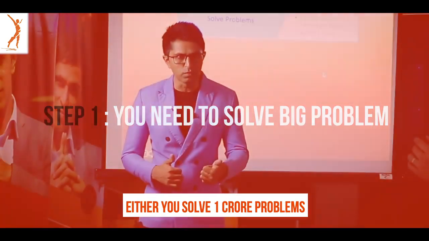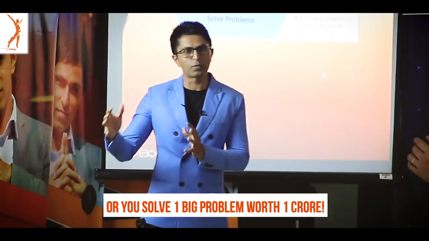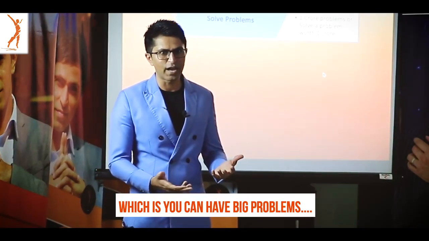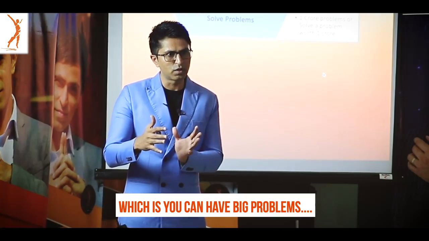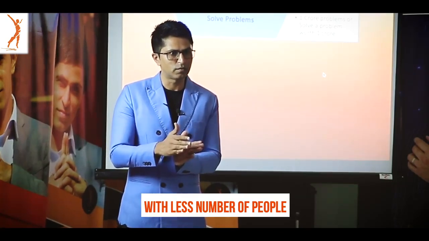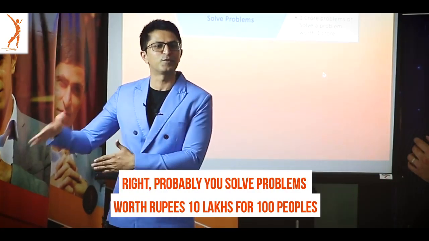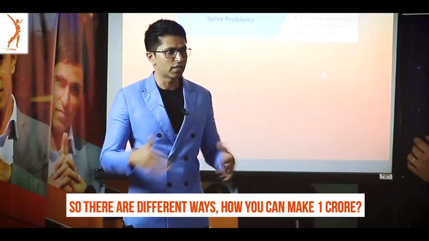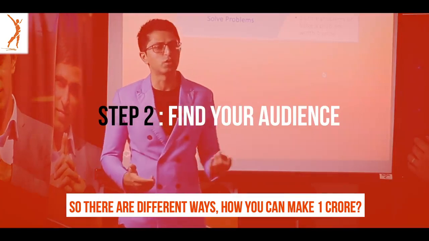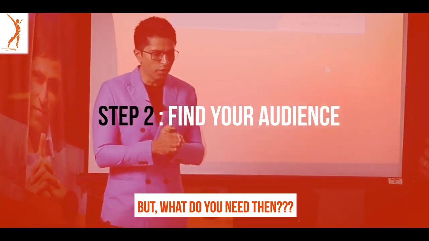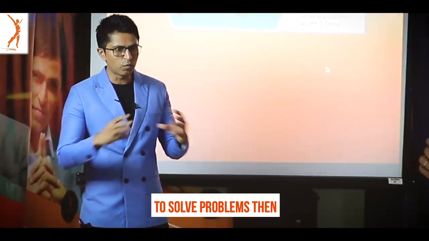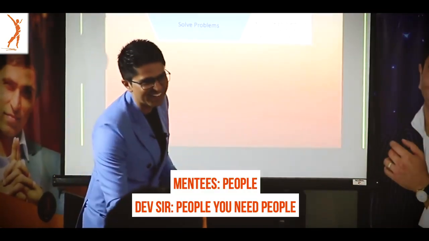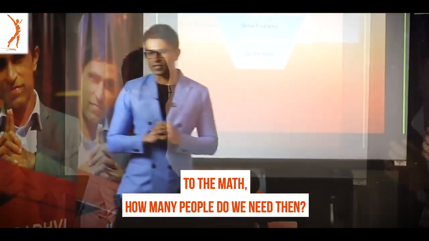Either you solve 1 crore problems or you solve one big problem with 1 crore. And then there's a third way, which is you can have big problems with less number of people. Right? You solve probably 10 lakh ka problem for so many people, 100 people. Right? You can also do that. So there are different ways how you can make 1 crore. But what do you need then to solve problems then? Who would you solve these problems for? People. You need people.